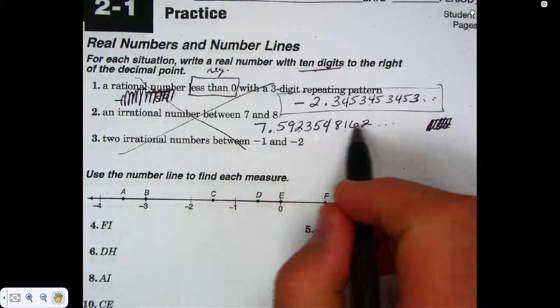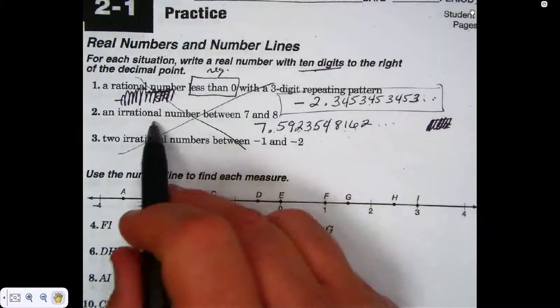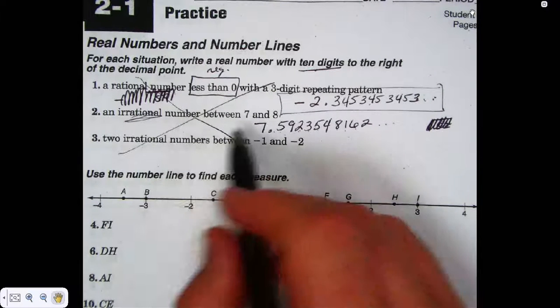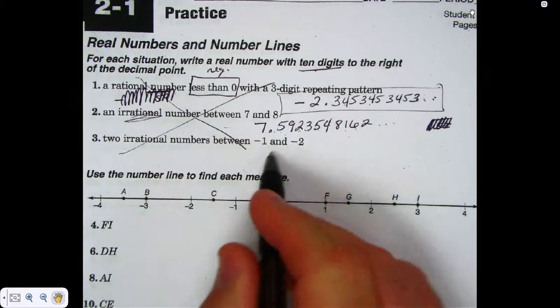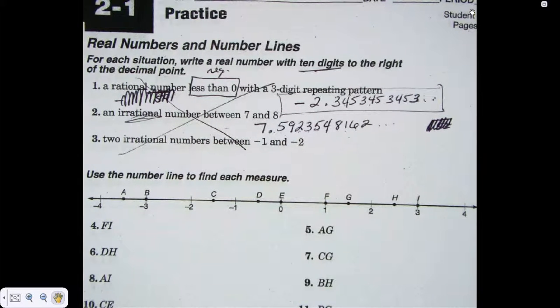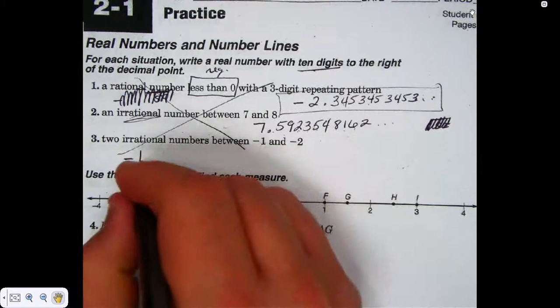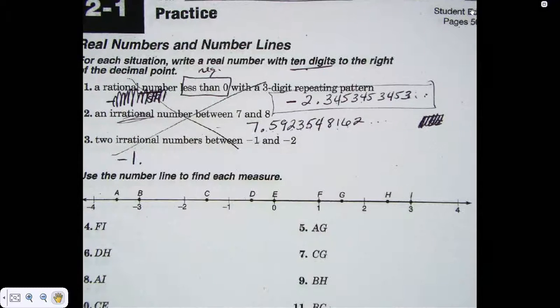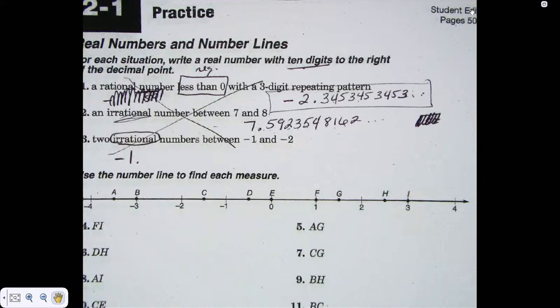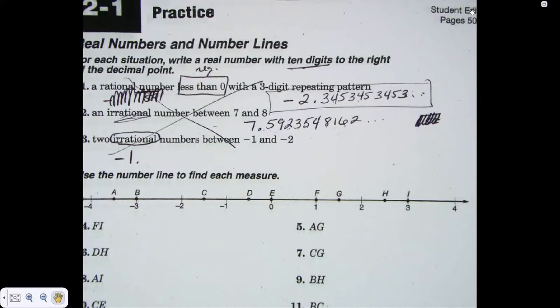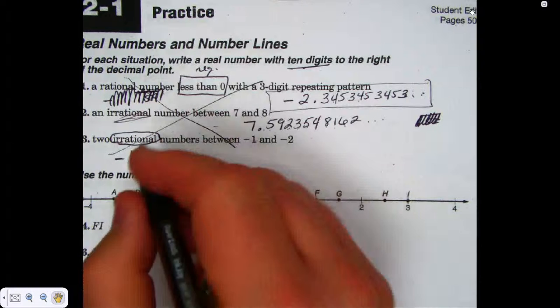You're just trying to demonstrate what? That it's irrational, so it doesn't repeat a pattern, does it? And it goes on for 10 digits and goes on forever and ever. Two irrational numbers between -1 and 2. So -1 point, I got to take it to 10 decimal places, and it's what kind? Irrational. So can I repeat a pattern? No. So give me some numbers.